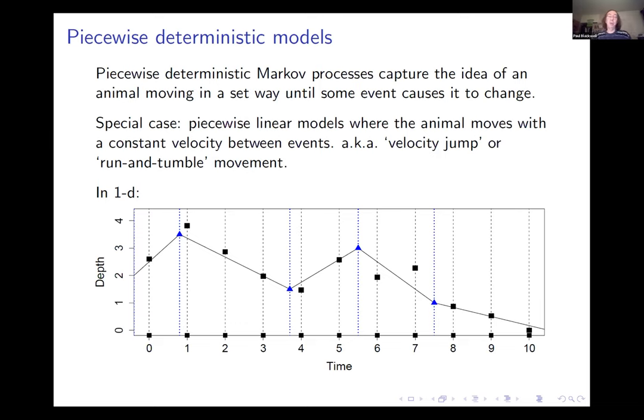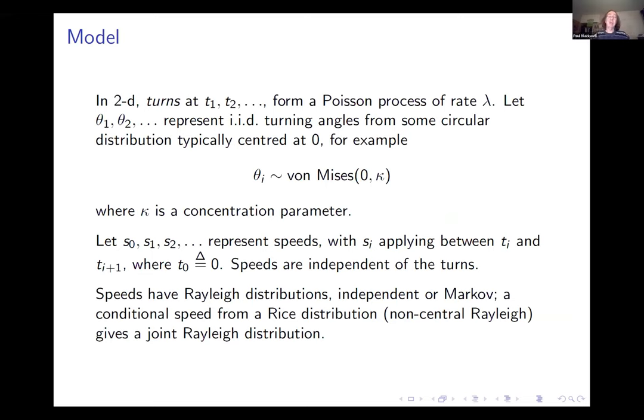So to formulate the model in 2D, essentially we think about turning angles based on these line segments of the movement process. We model those as following some circular distribution. And then we think about the speeds. For reasons which I'll explain in a second, I'm going to take those to follow a Rayleigh distribution, which is the same as a Weibull with shape parameter 2. The speeds could be independent, or it's actually easy to build in a Markov dependence on the speeds as well, because the joint Rayleigh distribution has nice properties, and it's very easy to sample from conditional.